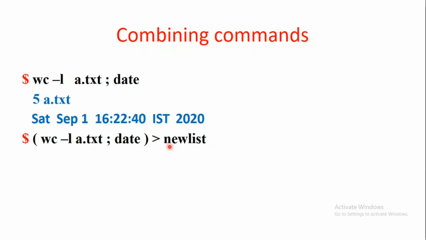And what if the file new list doesn't exist in my directory? In that case, the new list file will be automatically created, and it will have the content of the wc command and the date command, in the same order as it would have been displayed on the screen.